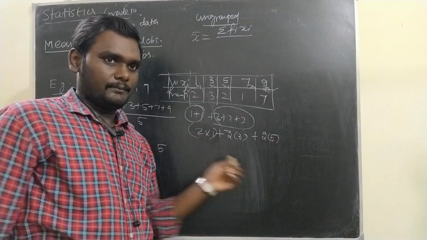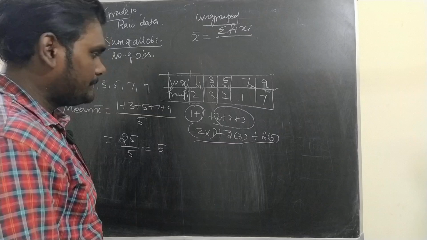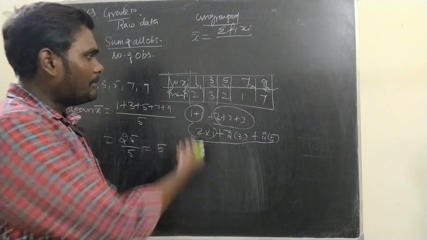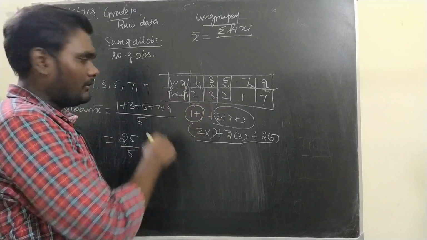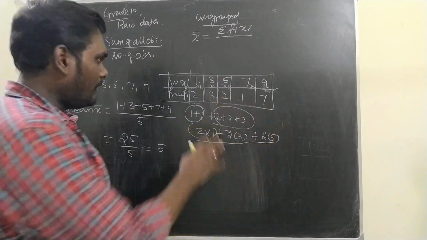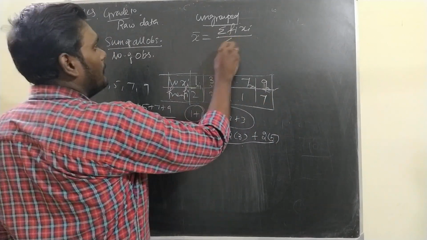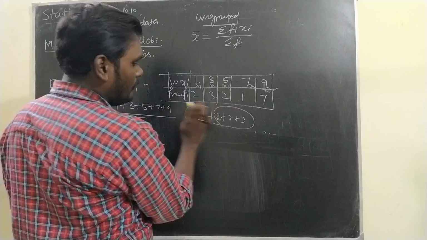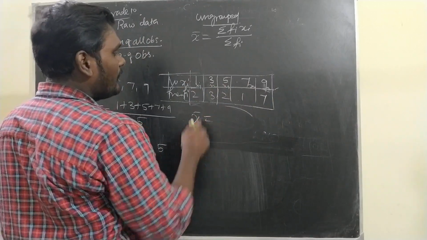Sum of all observations divided by the number of observations, how do you calculate? How many numbers are there? 1 comes 2 times, 3 comes 3 times. You have to count it, right? Like the previous example, instead of counting it, we can add everything. So summation fi. Instead of doing this long process, we can simply write fi xi.